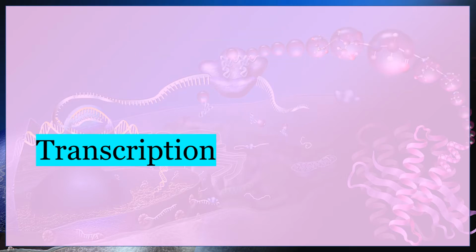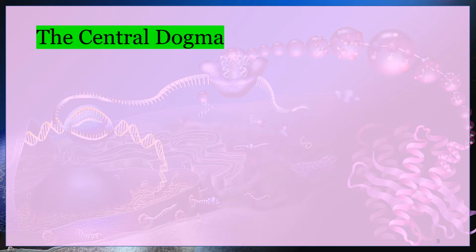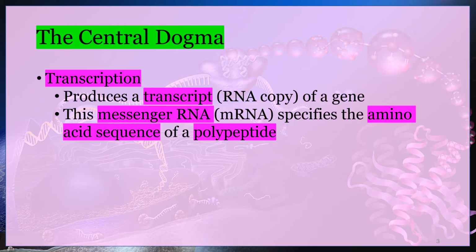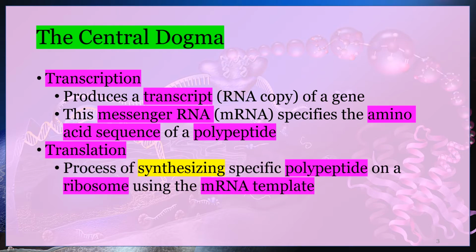Cover this process called transcription. The understanding of it, they ended up calling it the central dogma. What that's saying is transcription produces a transcript or an RNA copy of a gene. This messenger RNA, or mRNA, specifies the amino acid sequence of a polypeptide. We then have translation. It's the process of synthesizing the specific polypeptide on the ribosome using the messenger RNA template.